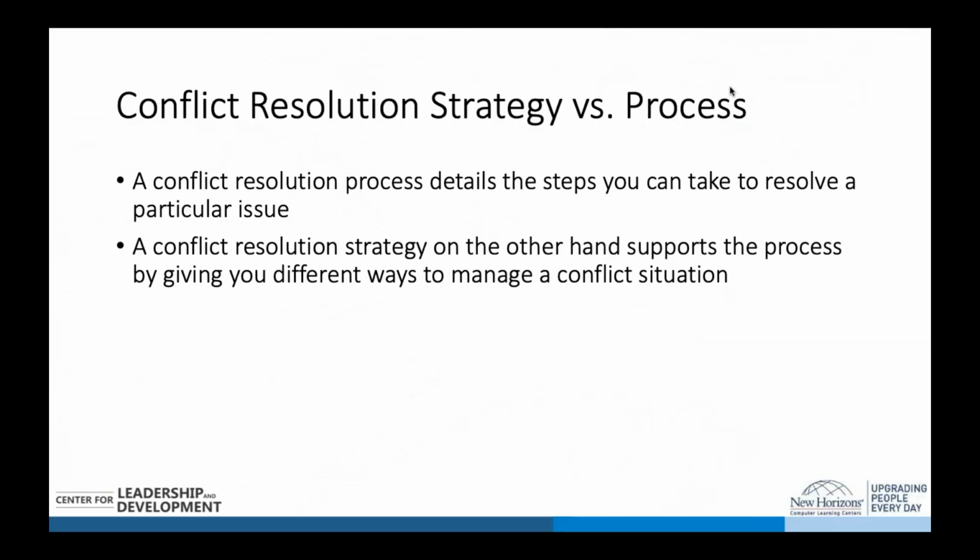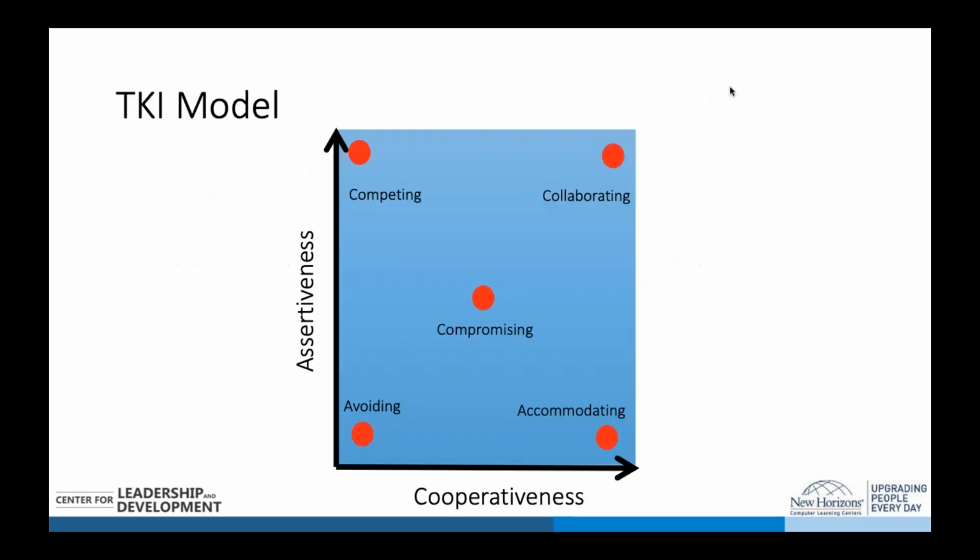So that takes us through the steps of the process at a very, very high level. And there's a lot more depth to this, of course. But let's talk in the last few minutes here about conflict resolution strategy versus process. So the process is the steps you take, and that's what we've just gone through, those 6 steps of a conflict resolution process. And I'll repeat those at the end of the webinar. But a strategy supports the process in giving you different ways to manage that conflict situation.